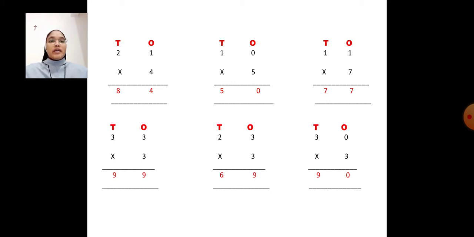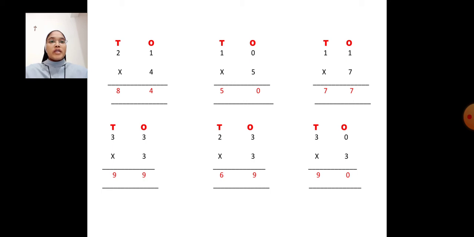Next, 33 into 3. 3's table first we have to say 3 times. 3 3's are 9. So, in ones place, answer you have to write 9. Then we have to multiply tens digit number. 3's table again we have to say 3 times. 3 3's are 9. So, 33 into 3, your answer will be 99.